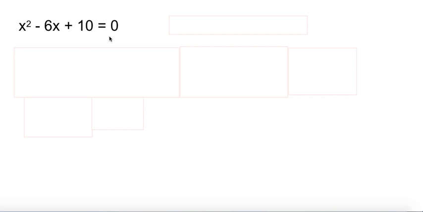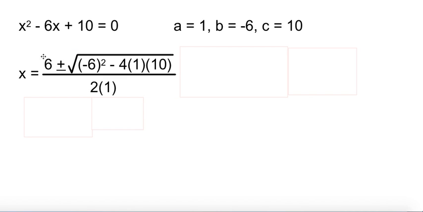Now, this one is another basic quadratic formula problem, but it's got something interesting that I want to show you. You notice your b is negative 6, okay? When you do your negatives, your opposite b here, the opposite of negative 6 is 6. And then I want you to notice right here, this is important.